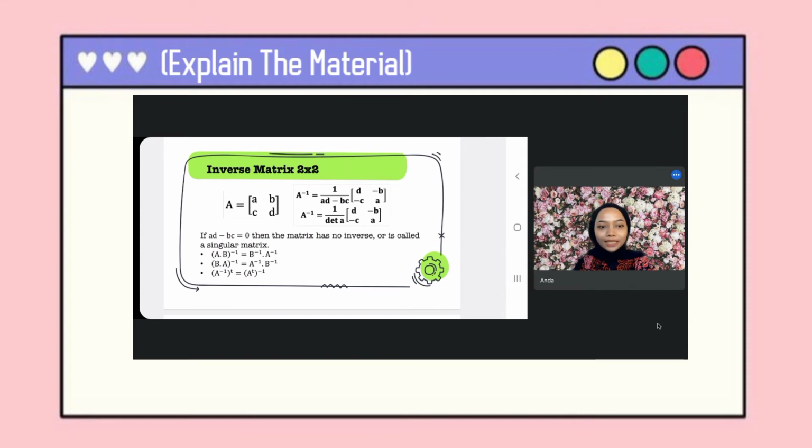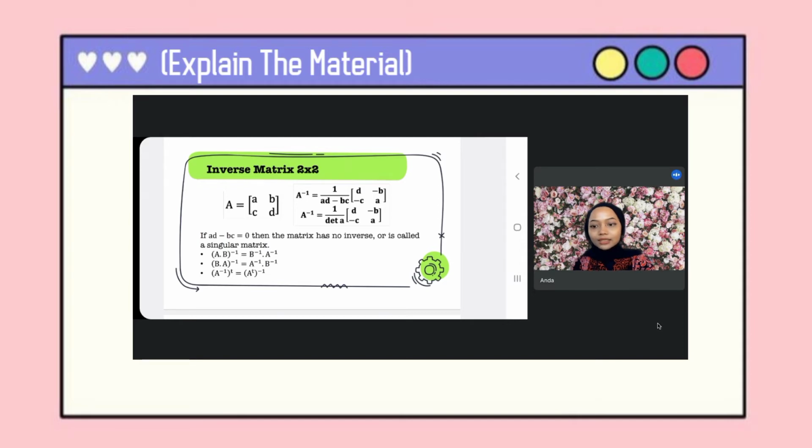Okay, what is the inverse of a 2 times 2 matrix? For example, if we have a matrix A equals [a, b; c, d], we know A is a matrix of order 2 times 2. So the inverse of the matrix is A inverse equals 1 over (a times d minus b times c) times adjoint A, or [d, -b; -c, a]. Yes? Is that clear? And then if ad minus bc equals 0, then the matrix has no inverse, or it is called a singular matrix.